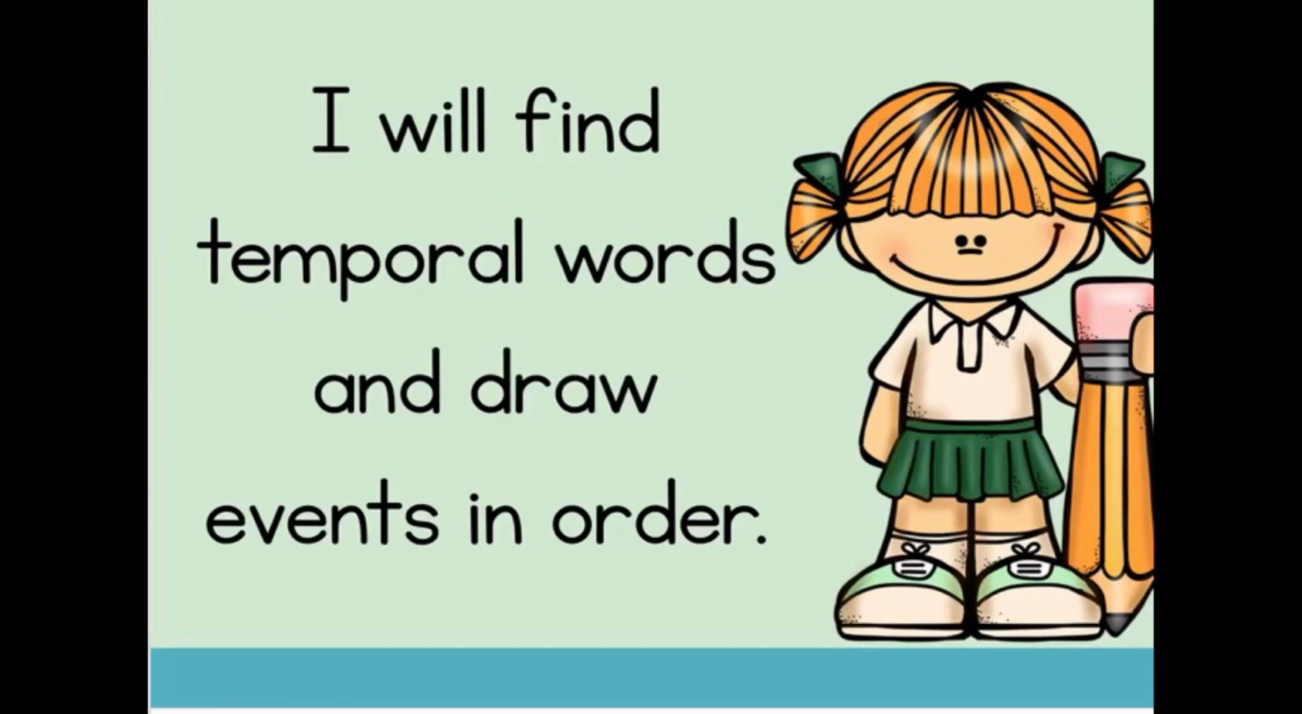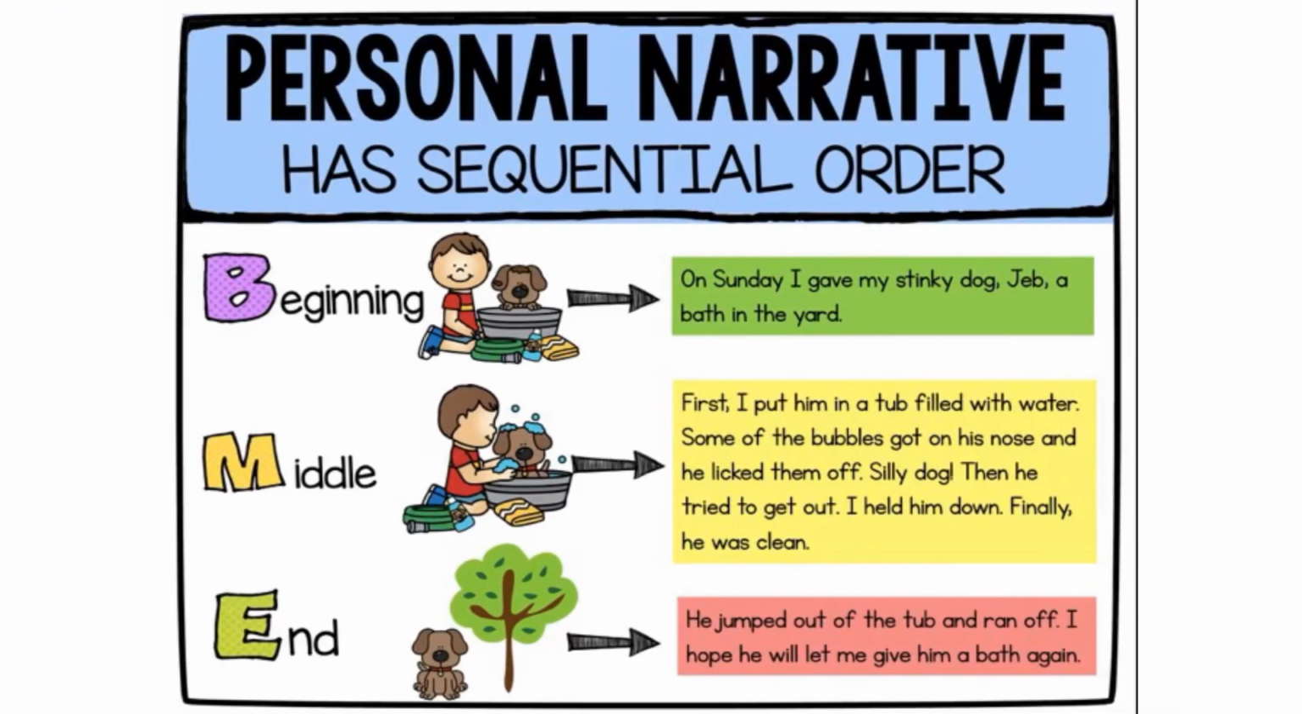Today, I will find temporal words and draw events in order. Please read it one more time to yourself. This week, we've talked about personal narratives. Personal narratives have sequential order. That means they have a beginning, middle, and an end.